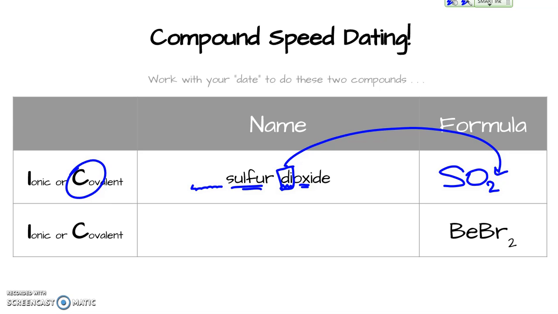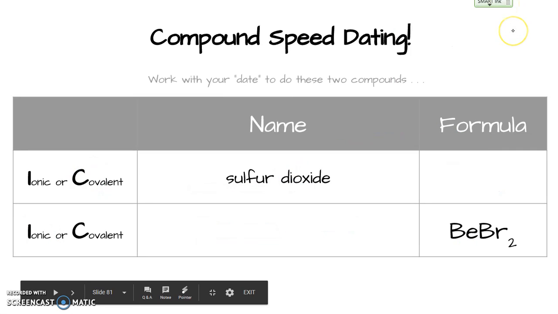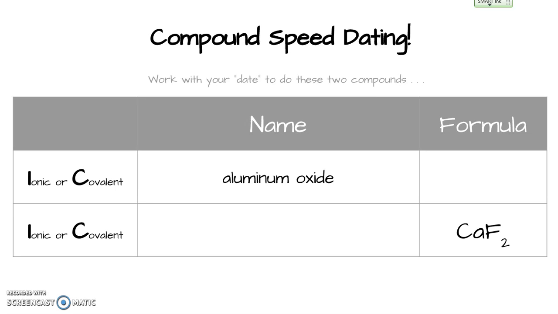All right, and the next one. Bieber. Oh, don't get me started. Beryllium is a metal, and so that means this is going to be an ionic compound. So beryllium, and then the bromine will become brome. Change the ending to IDE, bromide, beryllium bromide. Let's clear the ink. Slide. All right, pause the video and work these guys out.